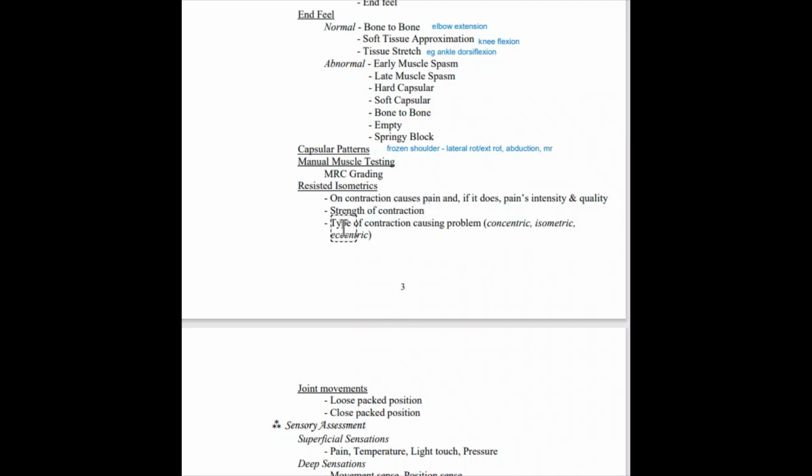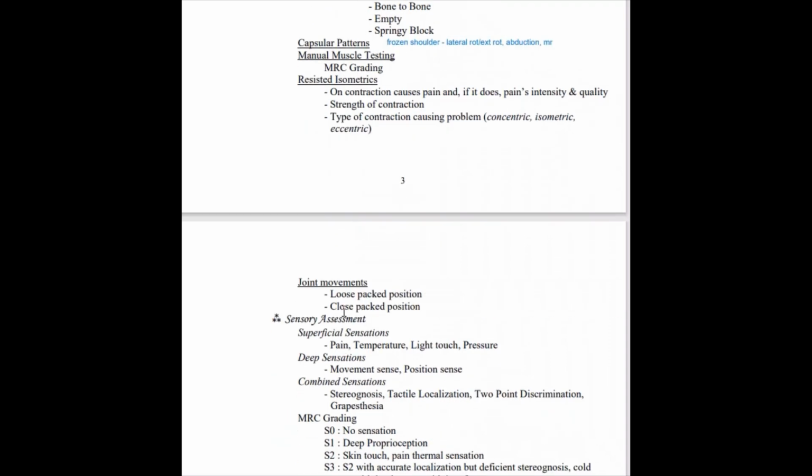Then strength of the contraction: you have to mention the type of contraction, which is very important. You should know the basics for this. Concentric is the shortening of the muscle. In isometric, force or tension is generated within the muscle, but there is no change in the length of the muscle. In eccentric there is lengthening of the muscle. Then coming to the joint movements, the last point in the motor assessment part, that is loose pack position and close pack position. And before starting with the examples, I would like to tell you what loose pack is.